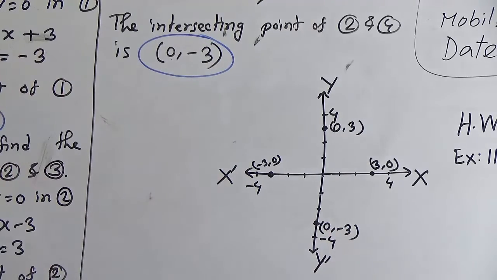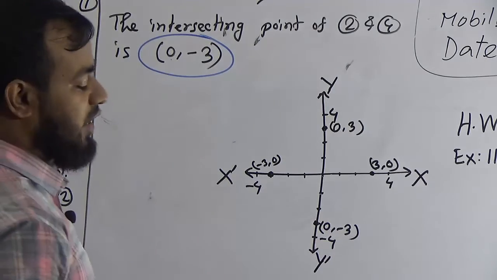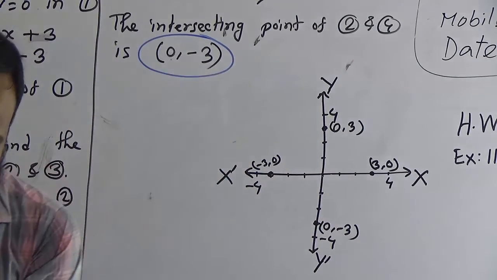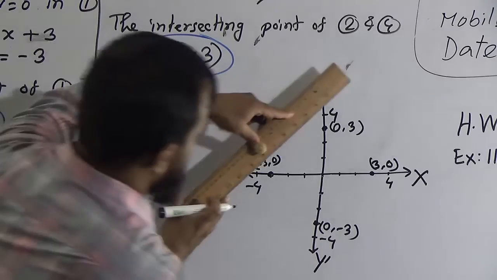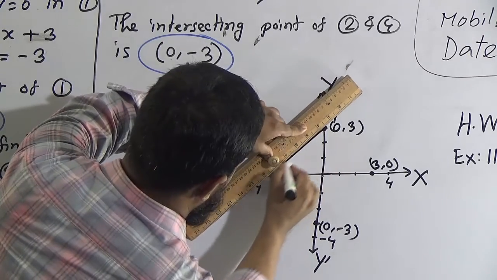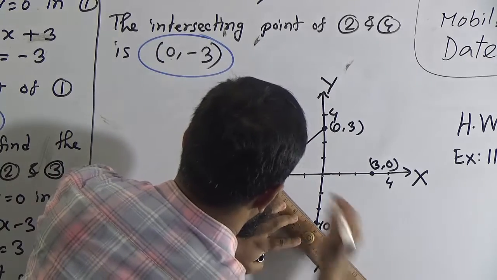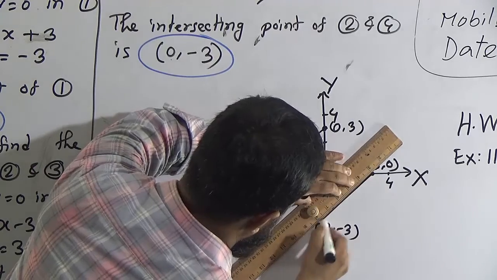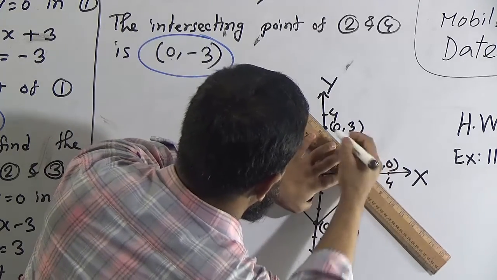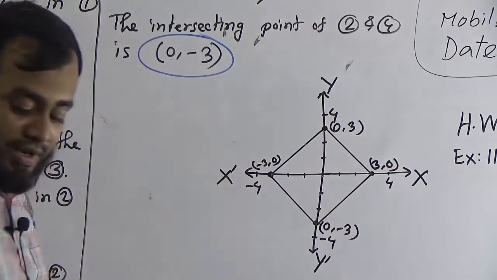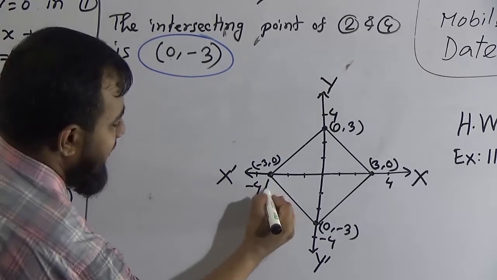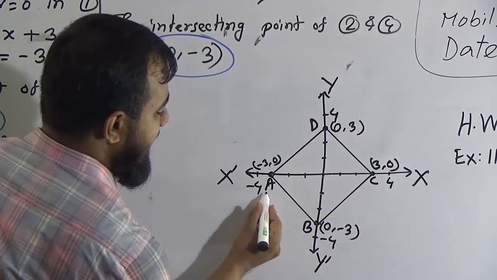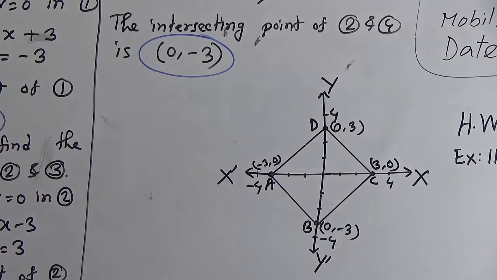So we have found the 4 points, and we need to join these 4 points to find the quadrilateral or quadrangle. Now join with the scale. I am doing this one with the scale. It is our quadrilateral, my dear students. Now we can label the points. Suppose this is point A, this is point B, this is point C, and this point is D. A, B, C, D will be our required quadrilateral.